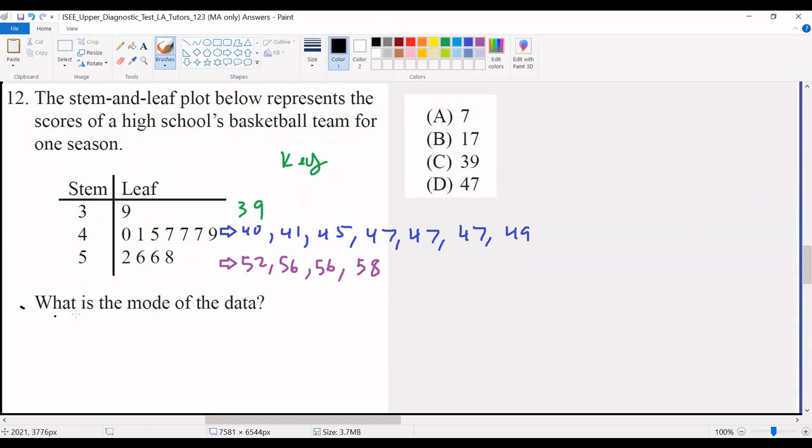Now let's keep reading. What is the mode of the data? We really just want to remind ourselves, mode is the most often. So out of all this information, what shows up the most? And it looks like it's right here. We have 3 47s, and nothing else shows more than 3 copies of itself. So our answer here is going to be D. Our mode would be 47. And that's it for 12.